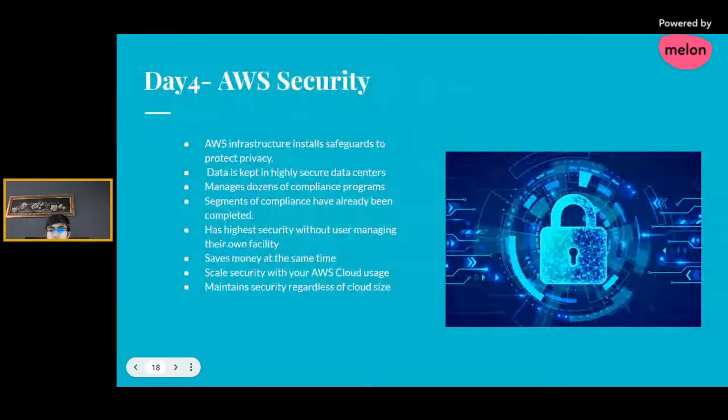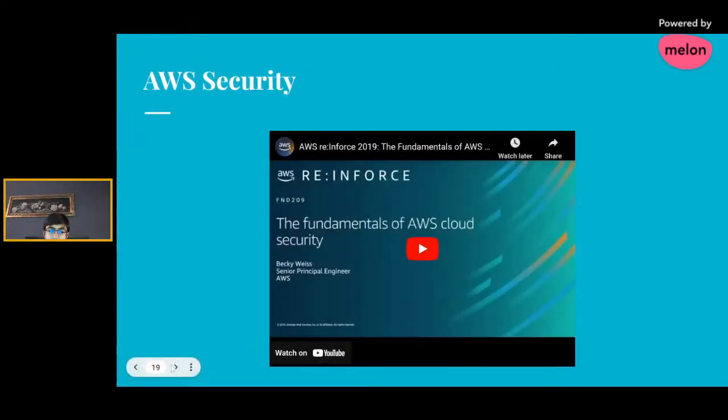All right, lastly, we have AWS security. Sorry, not lastly, but this is day 4. The AWS infrastructure installs safeguards to protect privacy, and data is kept in highly secure data centers. This manages dozens of compliance programs. Segments of compliance have already been completed within AWS, providing the highest security without the user having to manage their own facility. This also helps save money at the same time, as you can scale your security with your AWS cloud usage and maintain the level of security that you want regardless of the size of the cloud. Here's a video about AWS security.